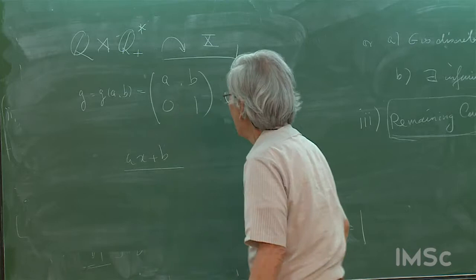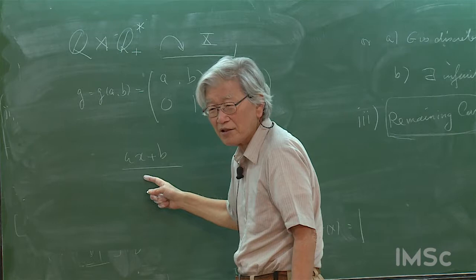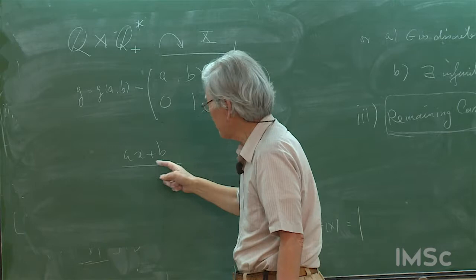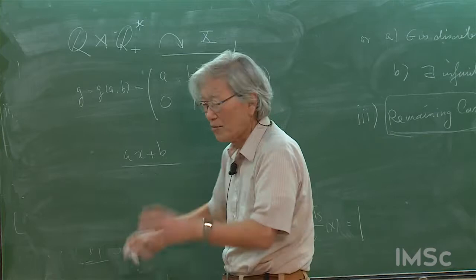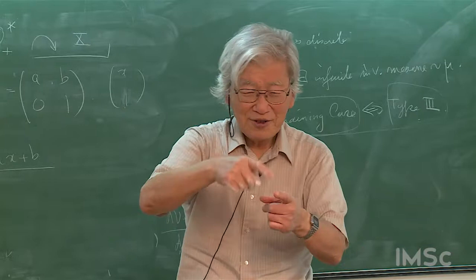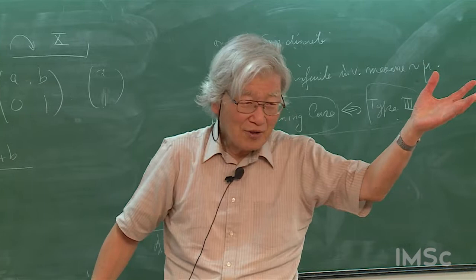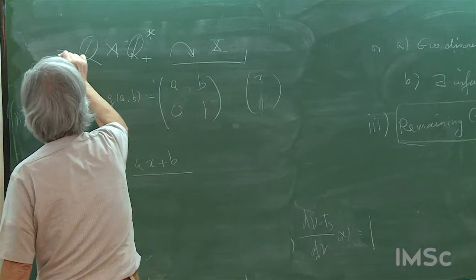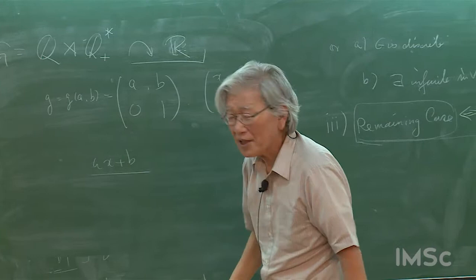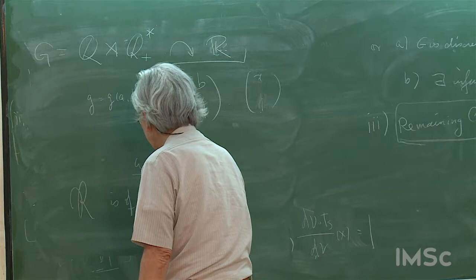Again this is a free action, and ergodic, because the B portion already acts ergodically. The A, multiplication by a non-identity element, scales Lebesgue measure by A itself, so it is non-invariant. So if your group G acts on the real line, then this R is of type III. This will be type III.